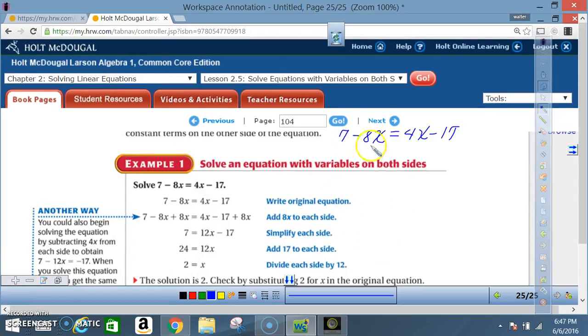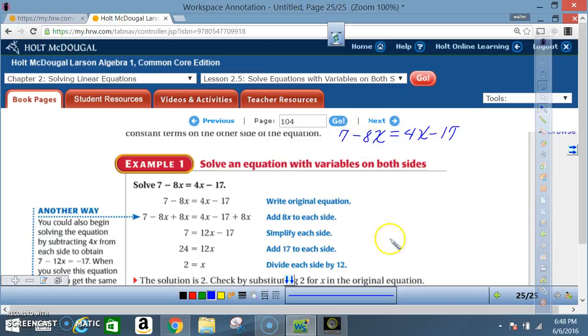Alright, now for those of us who may be a bit confused, we're going to explain the problem again in more detail. Now, your overall goal is this. You must get all the variables, see these two variables? You must combine them and get them on one side. Then, you want to get the constants, that 7 and that negative 17. You want them on one side while combining them at the same time.